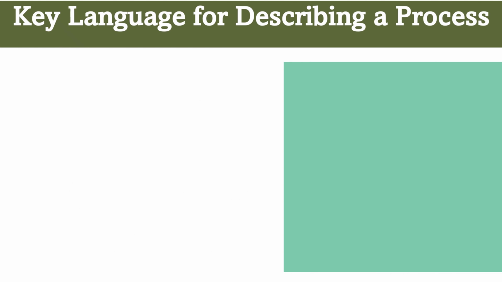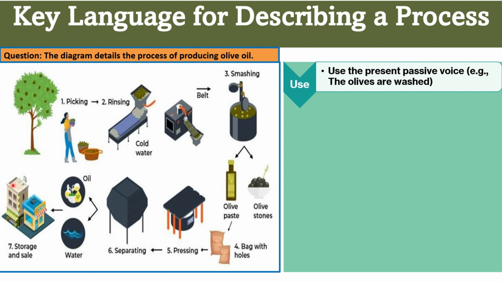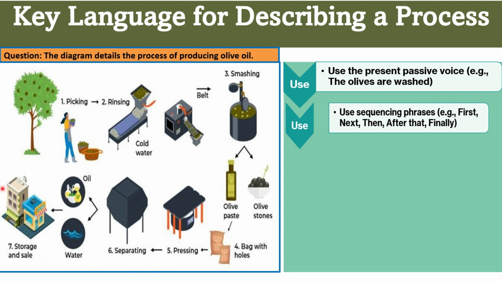response. Once you have analyzed the diagram, the next step is to choose the right language to describe each stage clearly and accurately. In most process diagrams, we use the present simple passive tense because the focus is on the actions, not who does them. For example, the olives are picked and then washed in cold water. To show the order of steps, use clear sequencing phrases like first, next, then, after that, and finally.